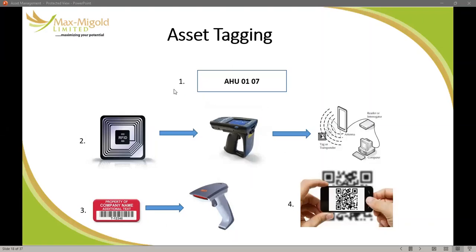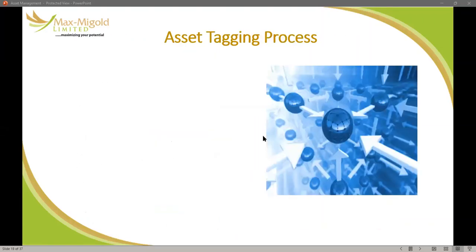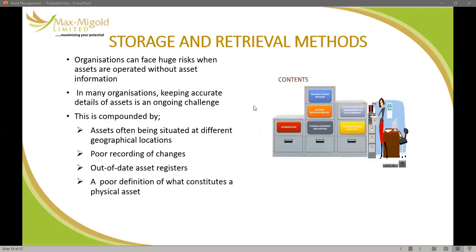So this is an example of asset tagging. So, storage and retrieval method. These are what you start to gain when you use most of the sophisticated one. Organizations can face huge risk when assets are operated without asset information. In many organizations, keeping accurate details of assets is an ongoing challenge. This is also compounded by assets often being situated at different geopolitical locations.